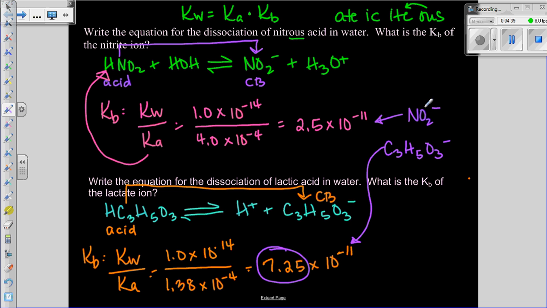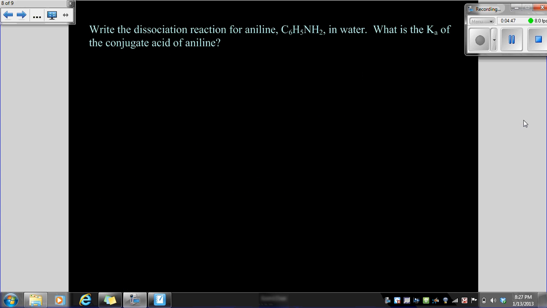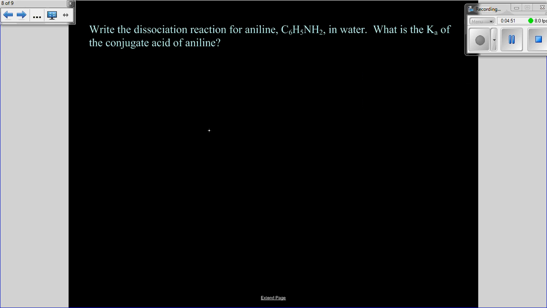Okay, I want to do one more example where we look at going from Kb to Ka. So we're doing the opposite here.